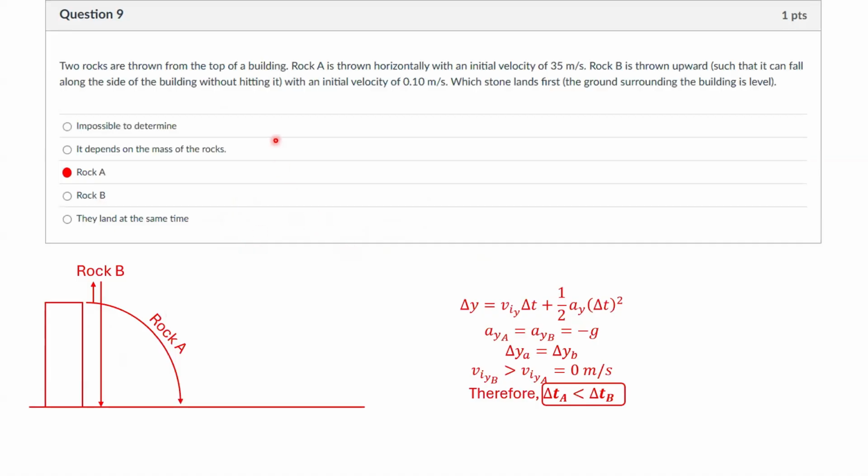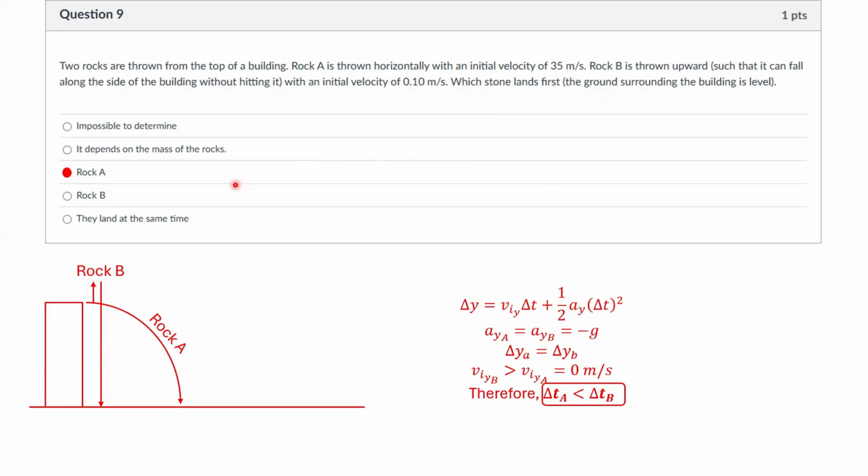Question 9. 2 rocks are thrown from the top of a building. Rock A is thrown horizontally. So we have a picture, rock A, horizontal initial velocity. Rock B is thrown upward such that it can fall. So rock B is thrown upward so that it could fall along the side of the building. It's thrown with a very small initial velocity in comparison to rock A. Which stone lands first?